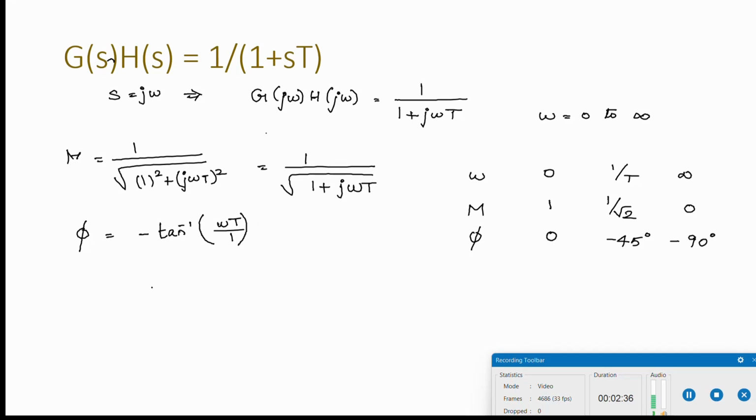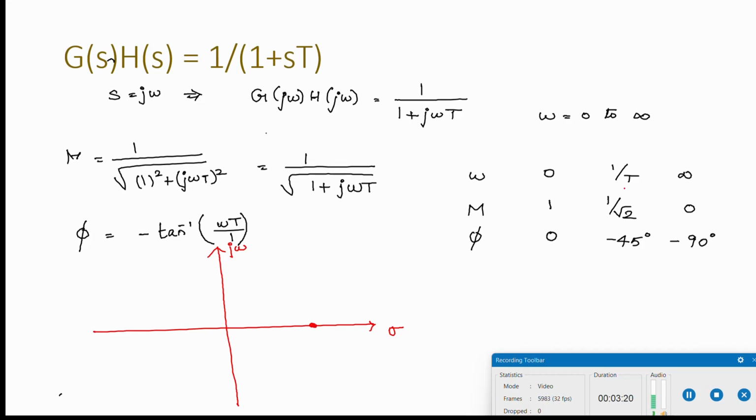So now we are going to draw the polar plot. I am solving using a real axis and imaginary axis plot; I am not using a polar graph here. If omega is 0, my magnitude will be 1. If my magnitude is 1, what is my phase value? 0. So the plot point will be here.